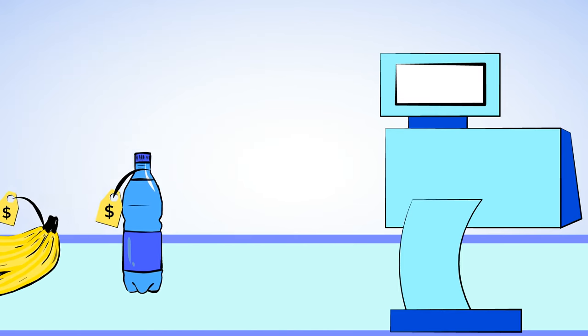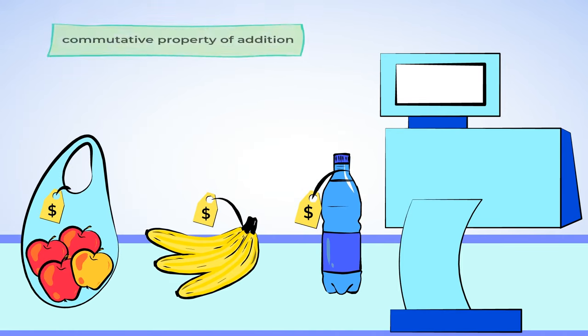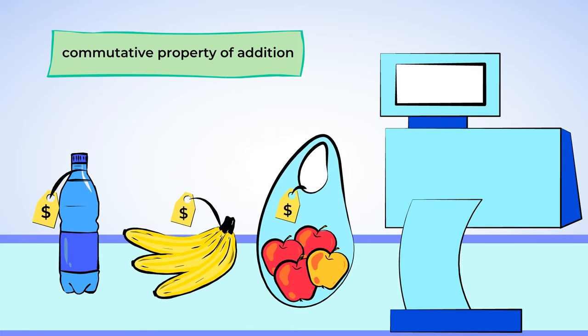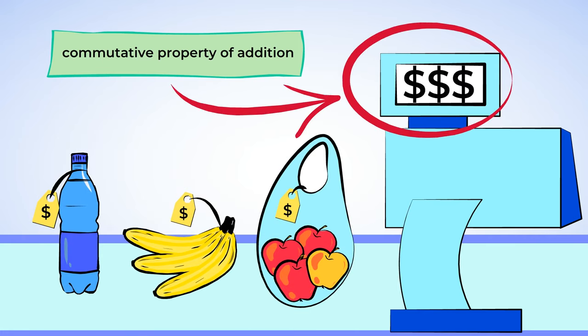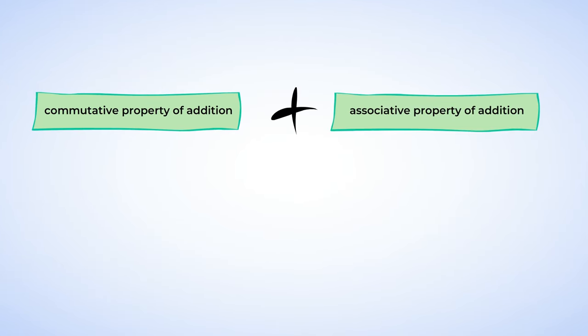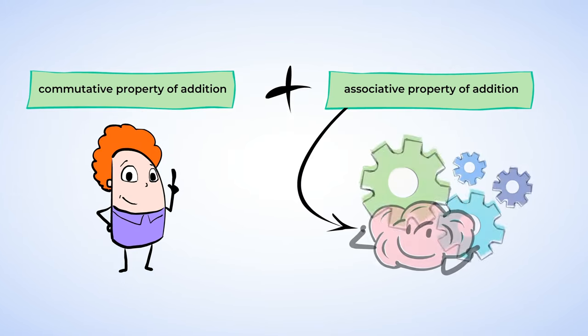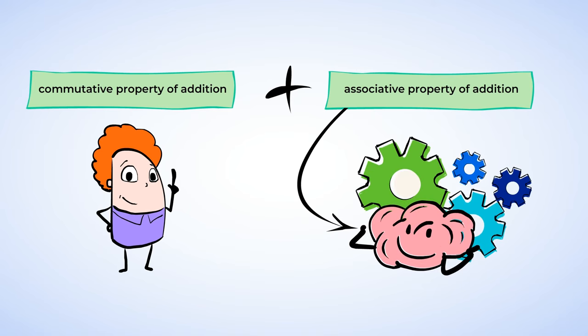The same thing will happen at the cash register because of the commutative property. The order in which the prices of the products are added up doesn't matter at all. The total will always be the same. In addition to the commutative property, the associative property of addition is going to be your best friend and help you a lot when doing math problems, especially when it comes to doing easier mental math.